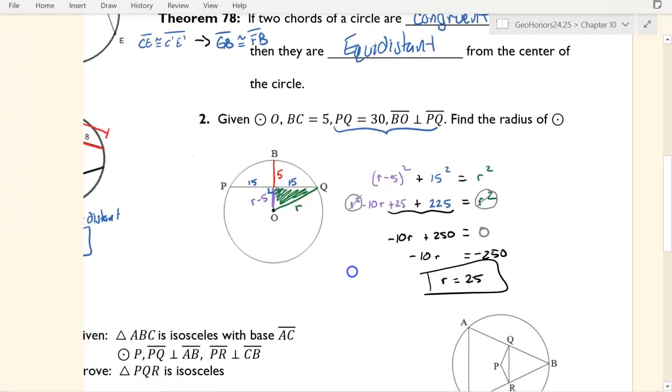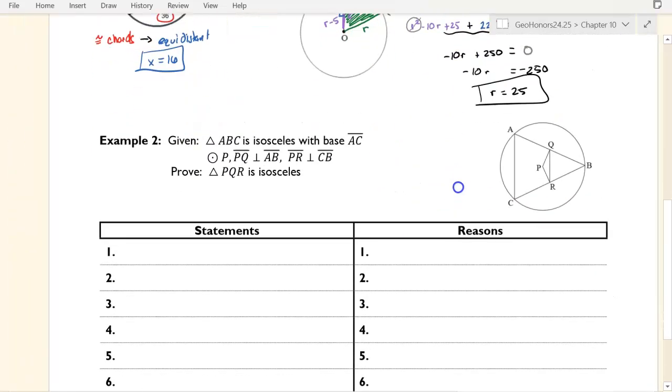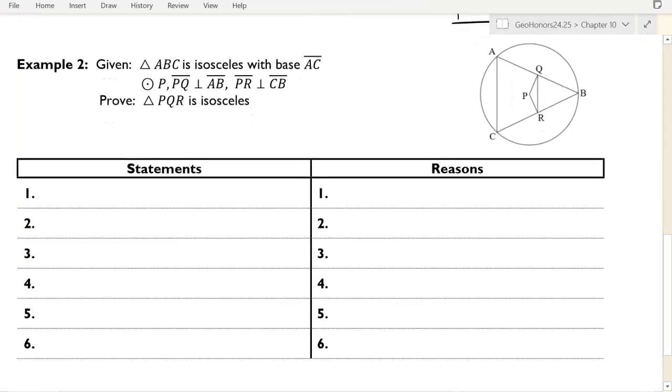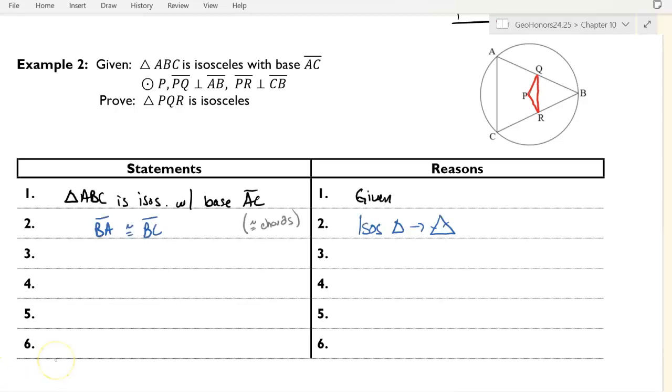All right, the last thing I want us to be able to do in section 10.2 is a proof. So go ahead and maybe press pause, see what conclusions you can make, and see if you can find a way to prove that triangle PQR here is isosceles. We'll slowly unveil some of this proof. First, the fact that I have an isosceles triangle tells me that segment BA is congruent to segment BC, and those are congruent chords. BA and BC are chords of this circle. That should be helpful.